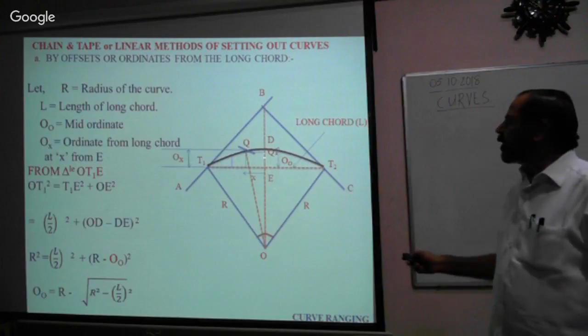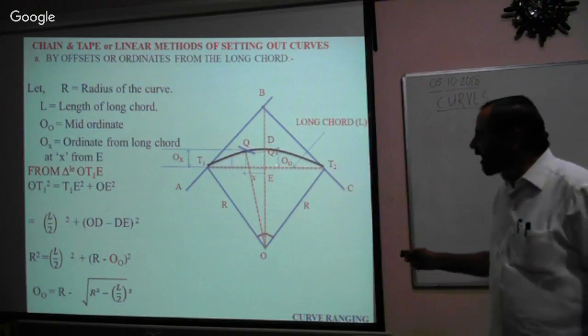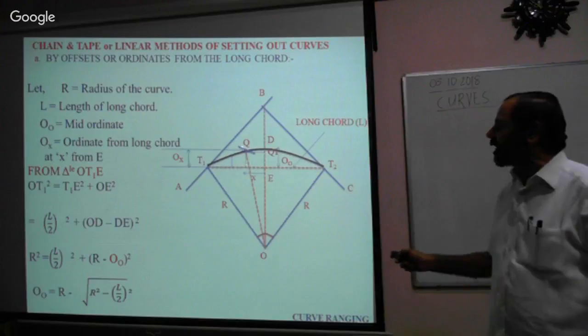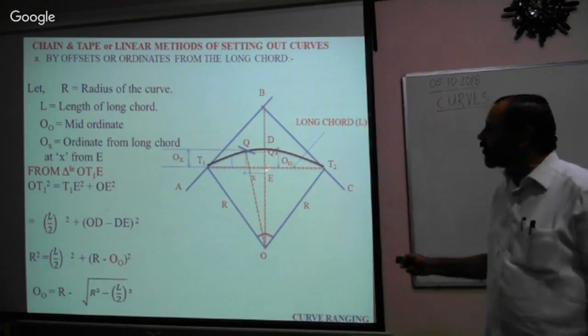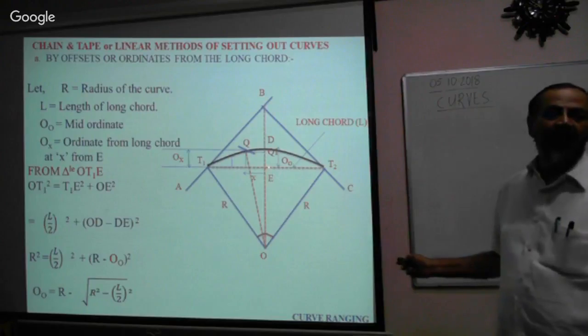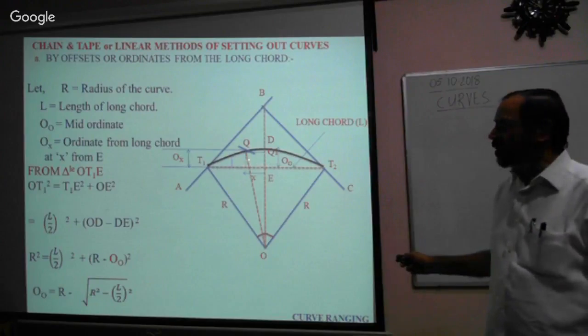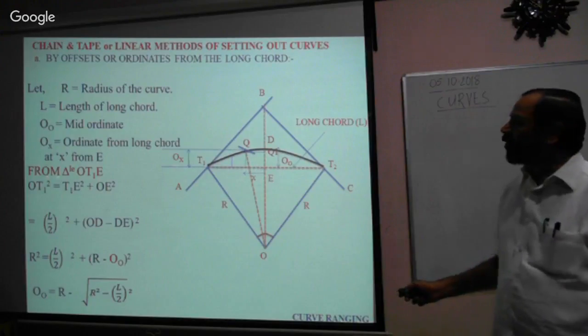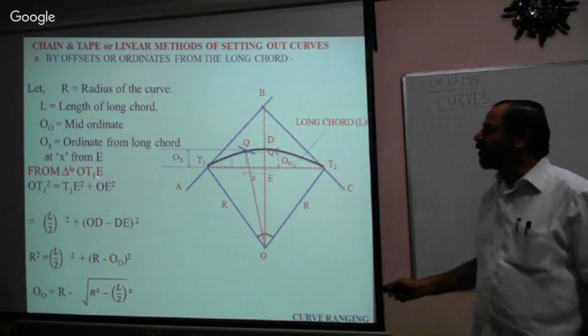Please understand. Now let us calculate this ordinate. How to calculate the ordinate at distance x from the center of the long chord? How to calculate this x? What is the ordinate? How to calculate this ordinate? Therefore, from triangle OT1E.